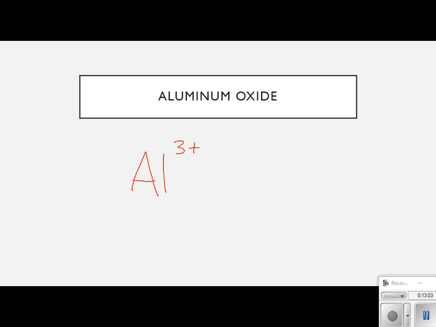Now, what about oxygen? Cooper, what can you tell me about oxygen? Oxygen wants to gain 2 electrons. So what do you anticipate oxygen's charge being? 2-.